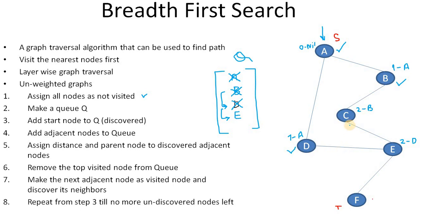But F is not yet discovered. So what we do, we have discovered F and we put it in the queue here. So we have found a new node here. Now we repeat the same step. We shall calculate its distance, which is the distance of node E plus one step further, which is 3, and the parent is E.